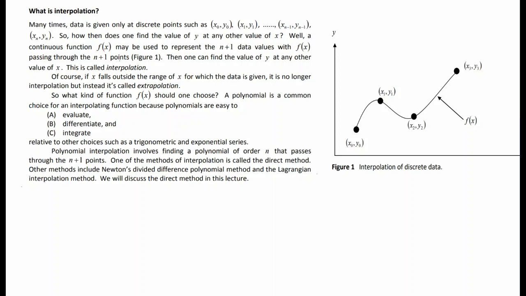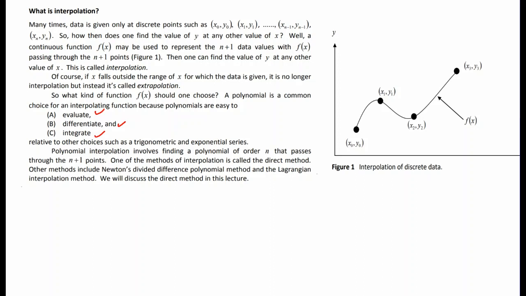Okay, so what type of function do we choose then? Normally we choose polynomial functions, because they are easy to evaluate, differentiate, and also integrate. So that's why we choose polynomial functions. We find a polynomial function for the given data points, and this polynomial function will pass through all the given data points.